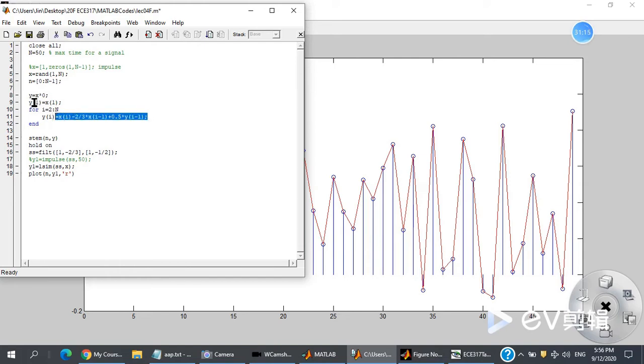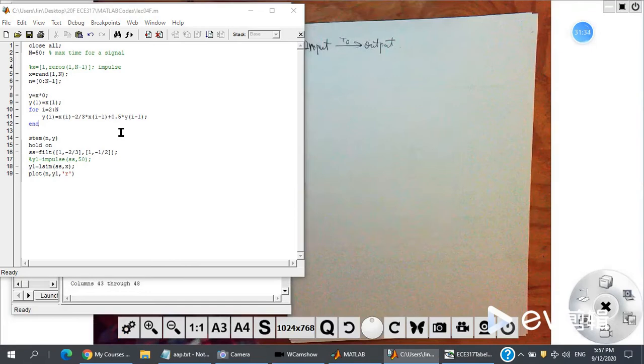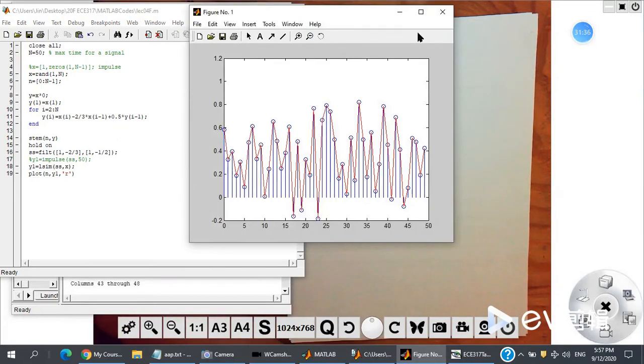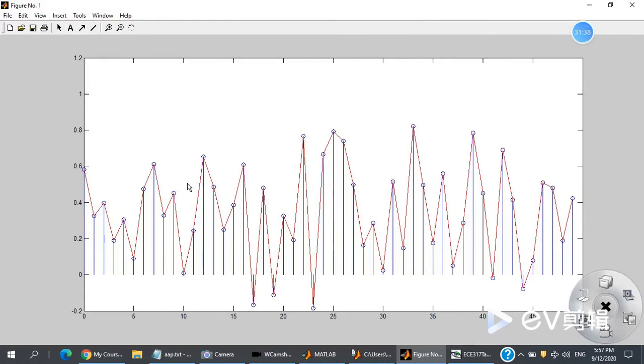So here should be the same formula, but we know x of i minus 1, where i is 1, so this should be x of 0. Going back to the negative side, it should be 0. This is also 0. Okay, so this time should be good. Let me see. Alright, totally the same, right? You see?